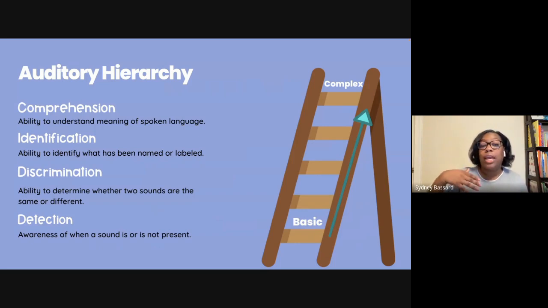Then we get into identification. So you're not only able to detect and discriminate, but you're able to identify what that sound is or what's being labeled. You know that that's the doorbell sound. If someone is giving you directions, you're able to accurately identify the different components of what they're talking about within that direction. And then last, which is the most complex, is comprehension. If we have kids that struggle with any of those three underneath, we are definitely going to see it impacted in the comprehension component. They're not able to fully understand and process what's being said to them in order to complete the desired action.